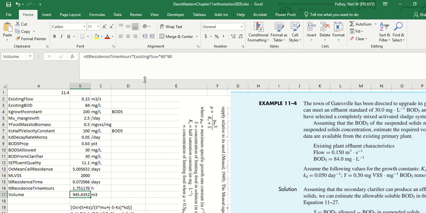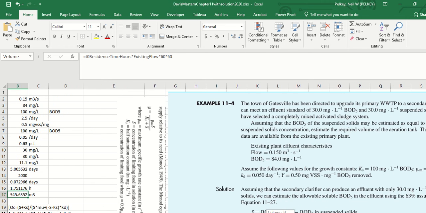We need a residence time, and we can do that in hours, or we could do it in seconds, whatever. We have an existing flow in meters per second. We need a particular residence time for our bacteria to do their job, and we can do it in days or hours, but we're going to do it in hours. We're going to eventually get to hours anyway, and we have some initial information.